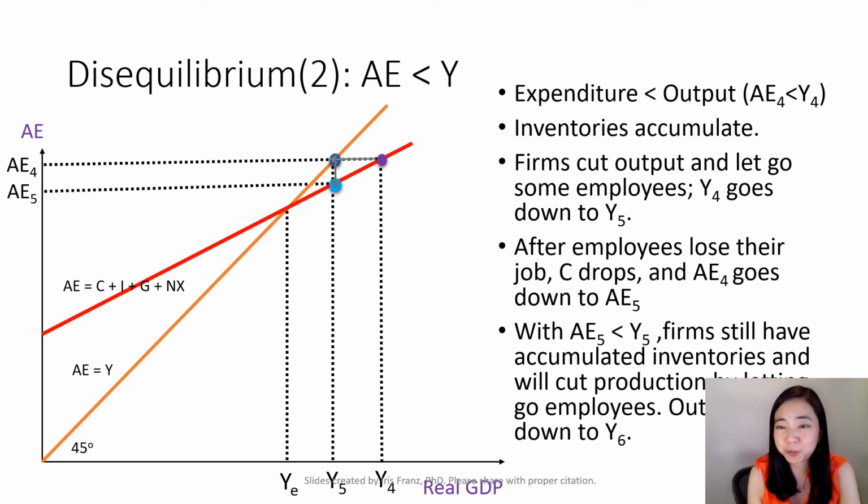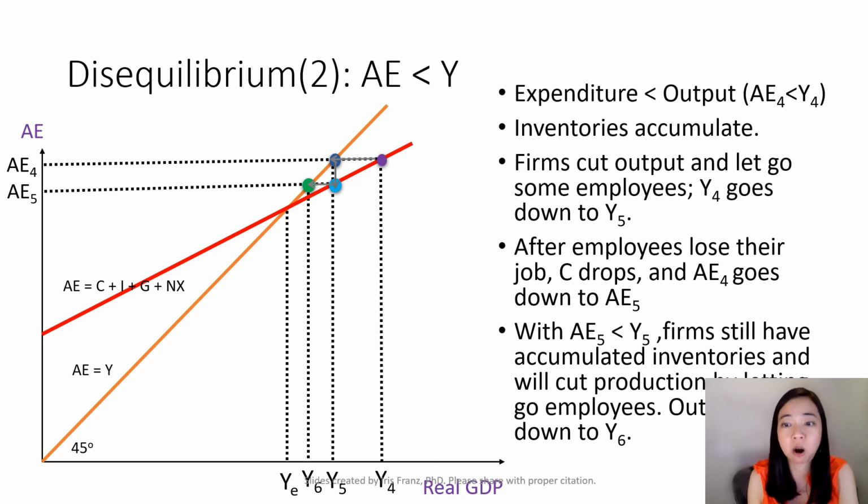But at this baby blue point, where our aggregate expenditure is AE5 and our output is equal to Y5, you're still not at the 45-degree line, meaning you're still having a disequilibrium where we have more output than aggregate expenditure. So again, firms will have too much inventories accumulated. So firms will respond by cutting their output. So our output is going to go down from Y5 to Y6.